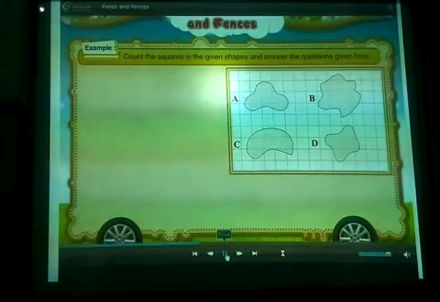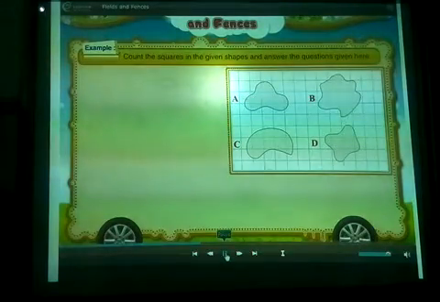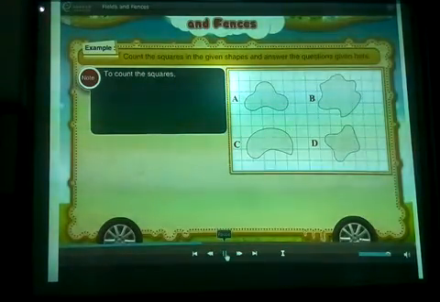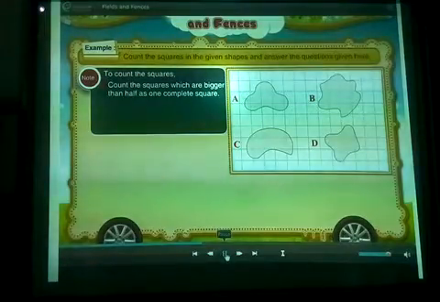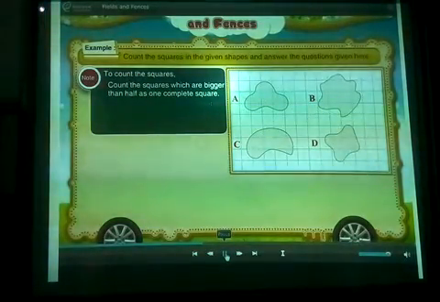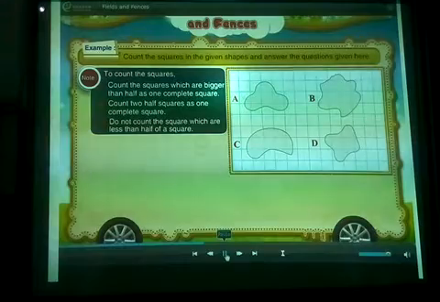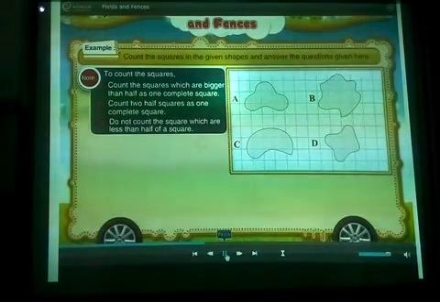Now, count the squares in the given shapes and answer the questions given here. Note, to count the squares, count the squares which are bigger than half as one complete square. Count 2 half squares as one complete square. Do not count the squares which are less than half of a square.